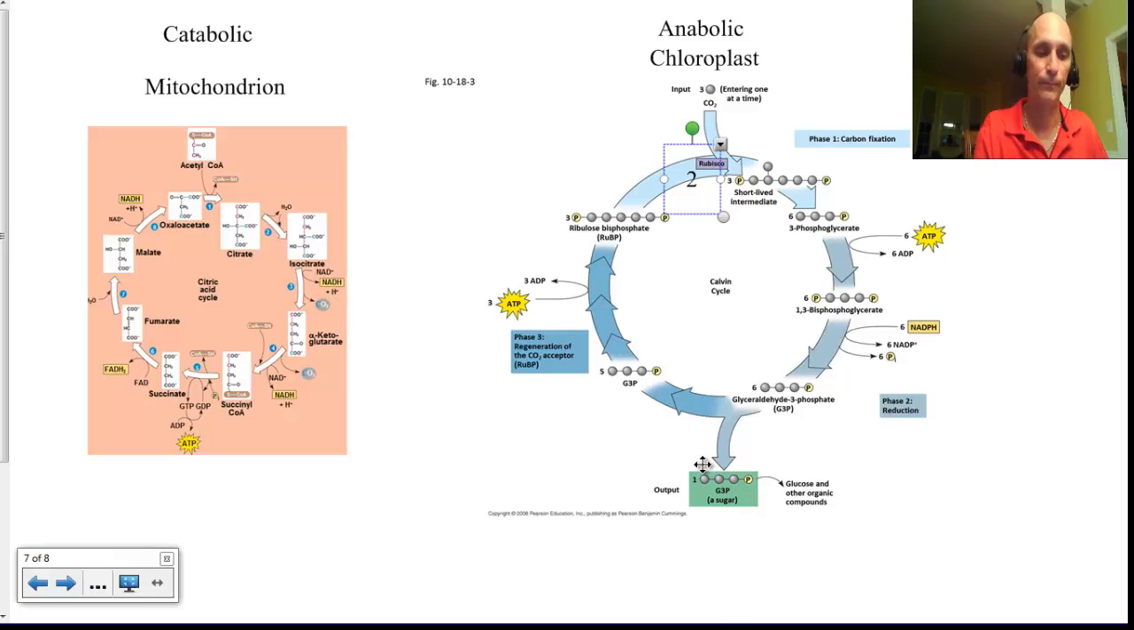Glyceraldehyde phosphate, try that again. So the glyceraldehyde phosphate, the G3P right here, is going to be the molecule that can then be used to assemble glucose and other organic compounds. Anything you can think of, the plant can make.